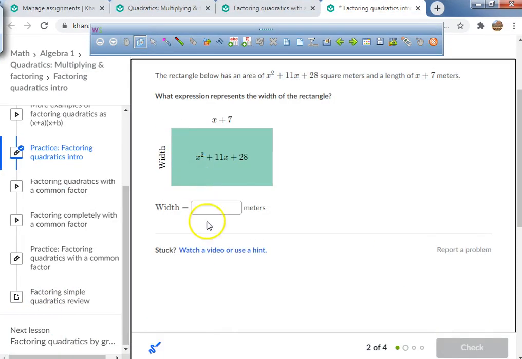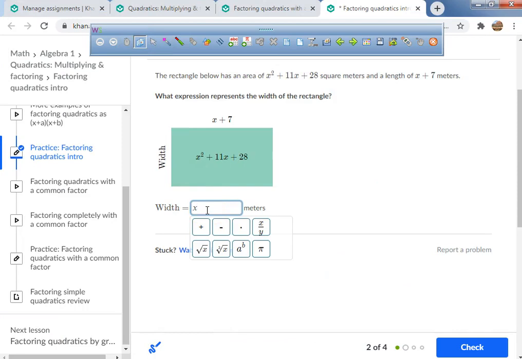All right, here we go. Let's just type it in. You know what? I'm going to type this in without parentheses.